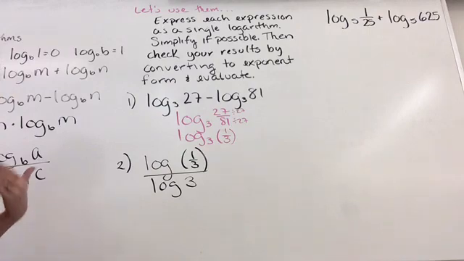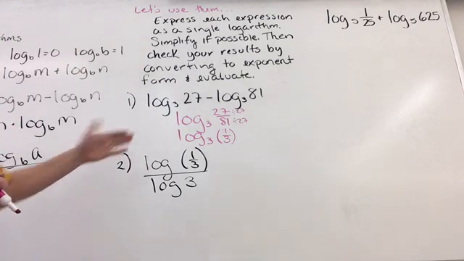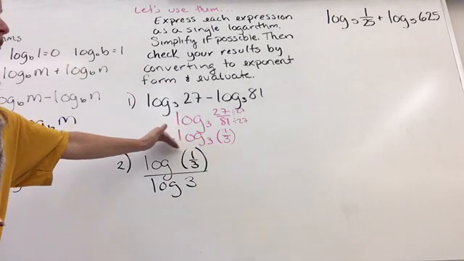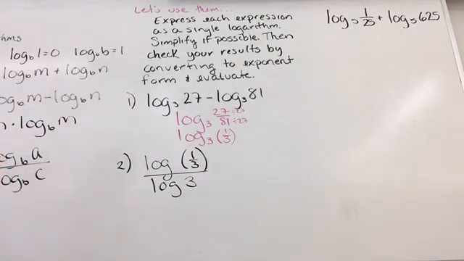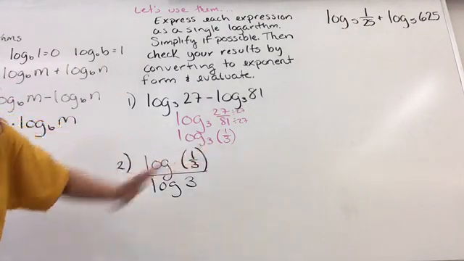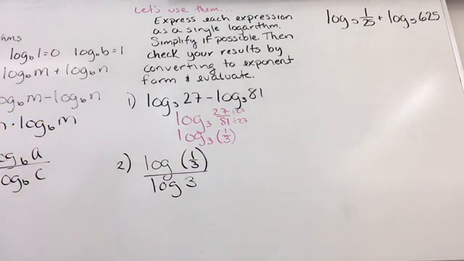So in this case, we've written it as one logarithm. We simplified it, and we're going to check our results by converting it to the exponent form and checking. So if I do this, I can take the log of 1/3 and divide it on my calculator. We can't do this on our calculators yet. We have to do a change of base.